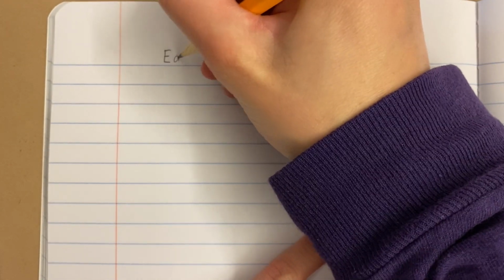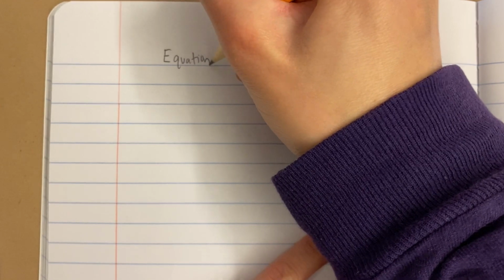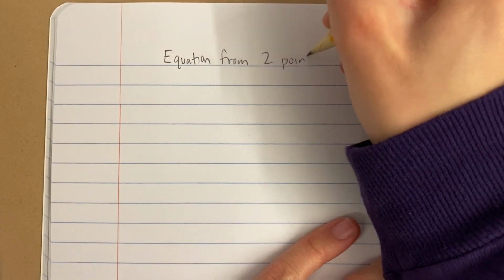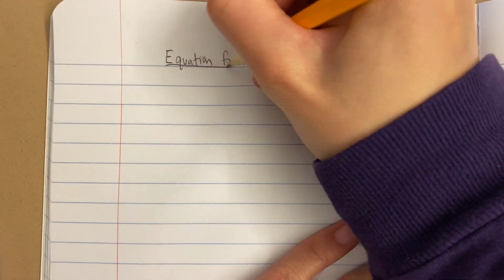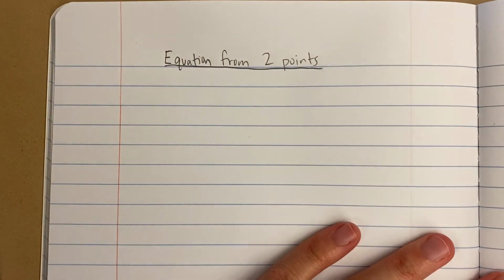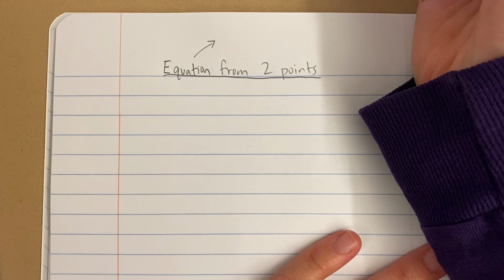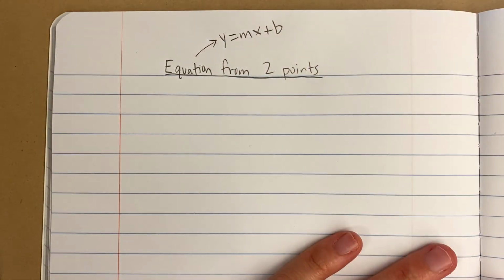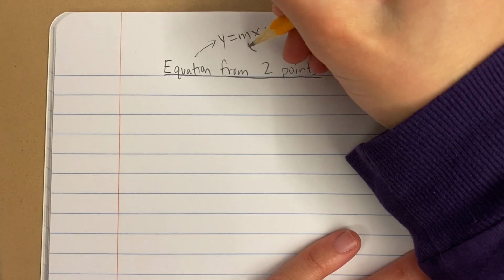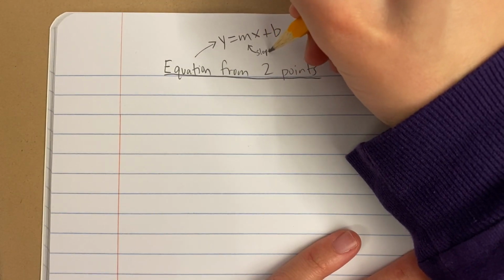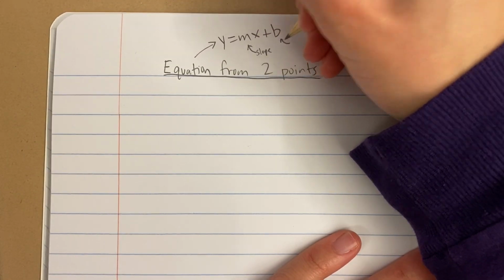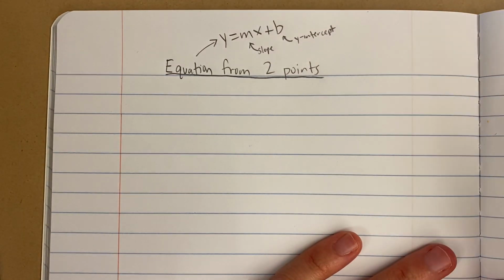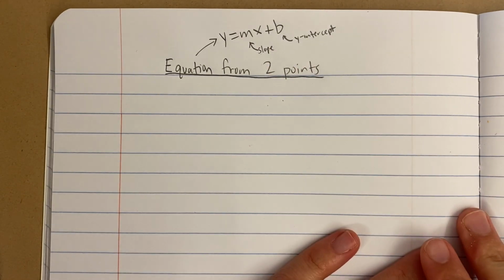Right now, we're going to write an equation from 2 points. Okay, now, what you can't lose sight of here is that if I want an equation like this, then the only two pieces of information that I need are the slope and the y-intercept. So once I have those two pieces of information, I'm good. I plug them in and I have my equation.